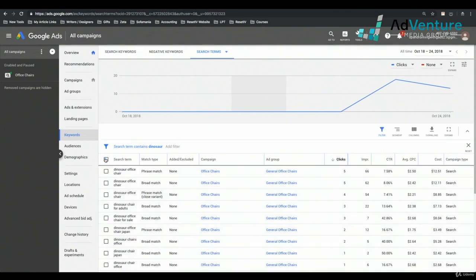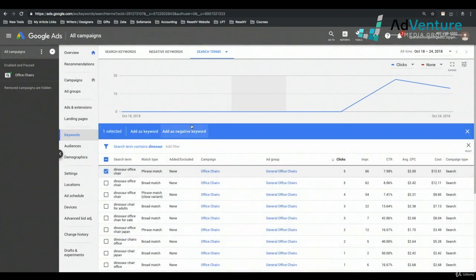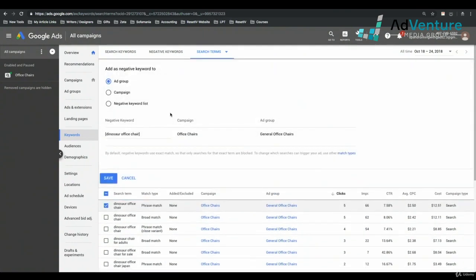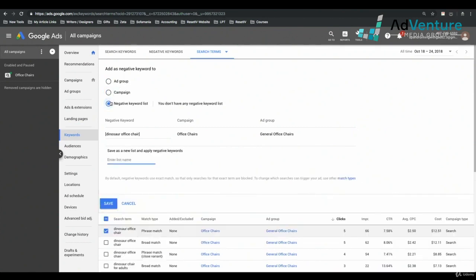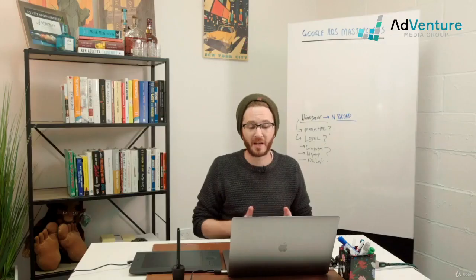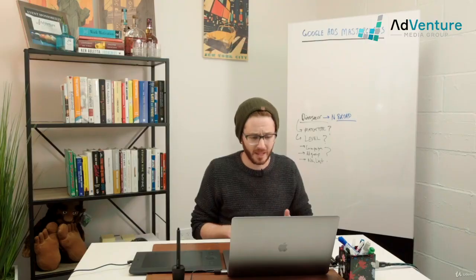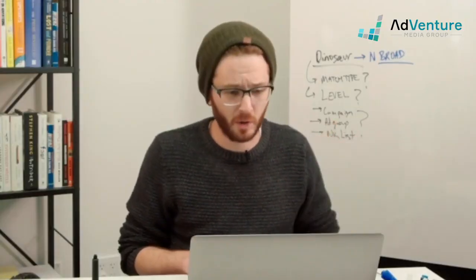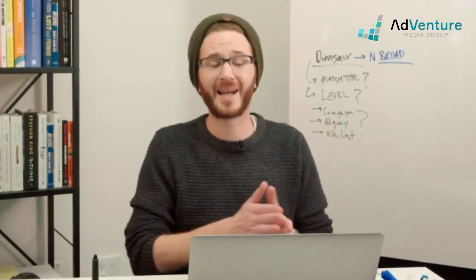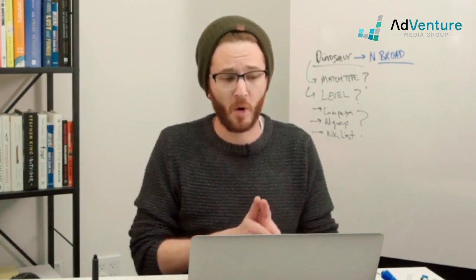And I'm going to show you two different easy ways to do this right now. So I could click dinosaur office chair and select add as negative keyword. And I'm going to have a few different options. I could either add it to an ad group. I don't want to do that here because remember what we said, we don't sell dinosaur at all. I could add it to the campaign, or I could add it to a negative keyword list. Unfortunately, we don't have any negative keyword lists set up yet, and I'm going to show you how to set up negative keyword lists in either the next lecture or the one right after. So for now, I'm going to add it to my office chairs campaign.